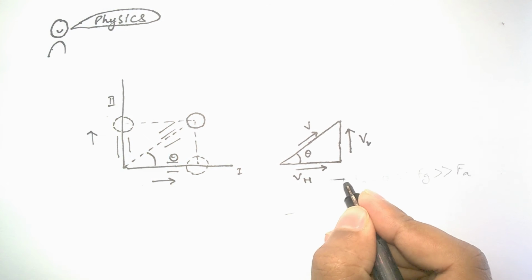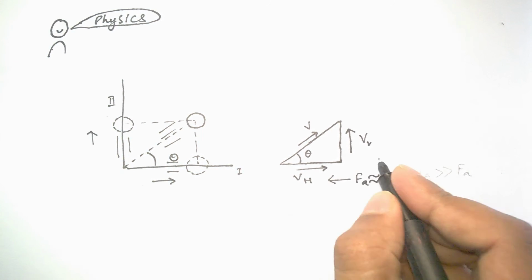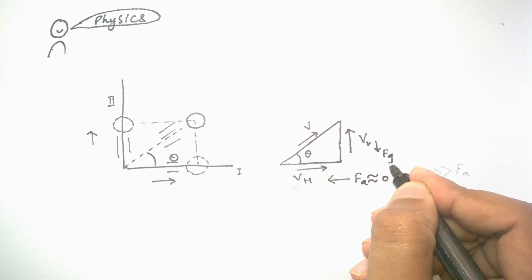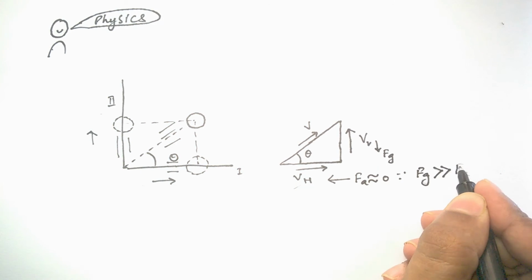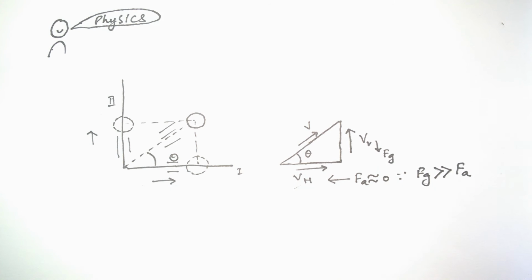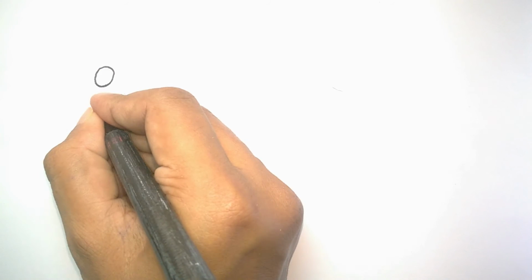There is no force to counteract the horizontal motion if we neglect the air friction, which we generally do while solving any problem like this, since the gravitational force acting against the vertical motion is way greater than the air friction. Now, to explain it, we can take the example of throwing a ball.